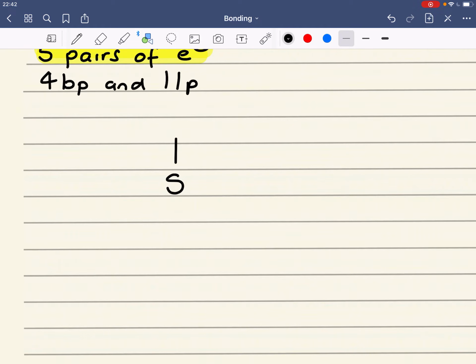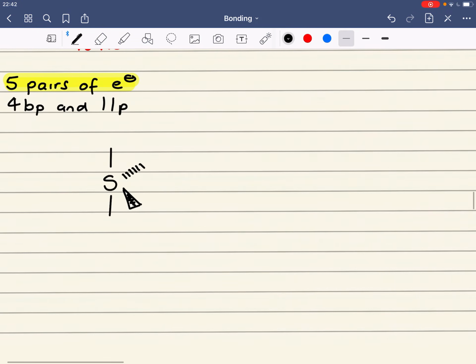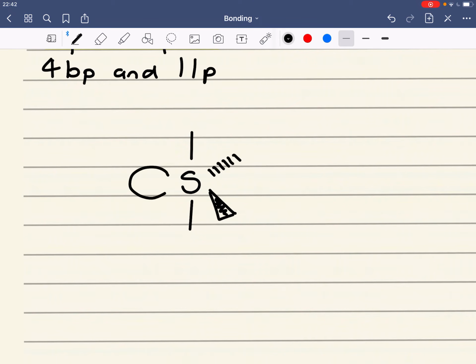Now, if you remember our trigonal bipyramidal, I had 1 directly above, 1 directly below. I had 1 coming out towards me, 1 behind me. Now, in my trigonal bipyramidal structure, I would have had another bond coming here. That would be a trigonal bipyramidal, but I'm now going to remove this, and instead I'm going to add a lone pair in its place.